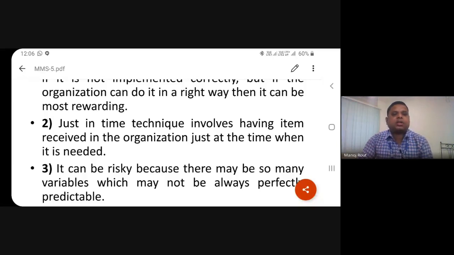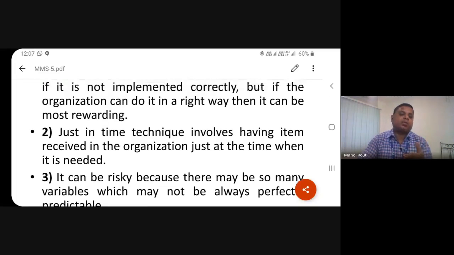So moving to the next one, the just-in-time concept involves having the items received by organizations just at the time when they are needed.